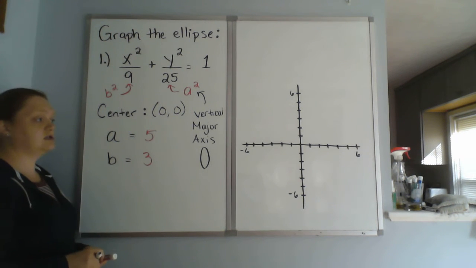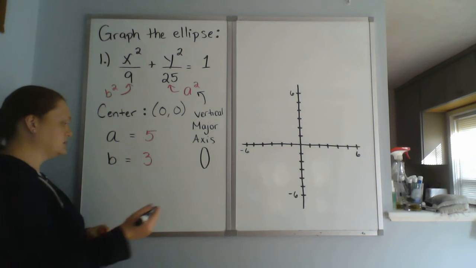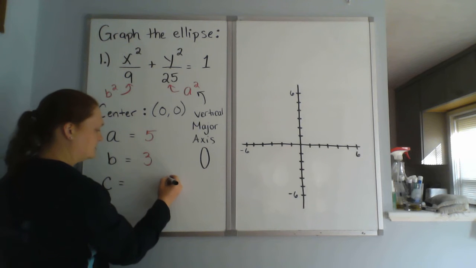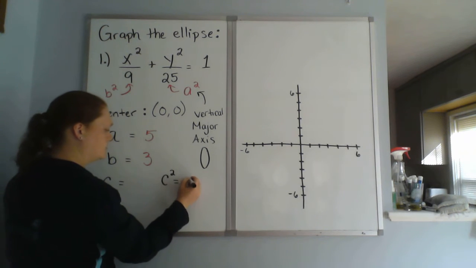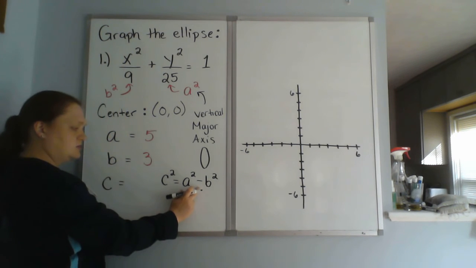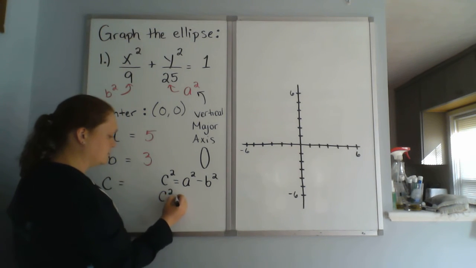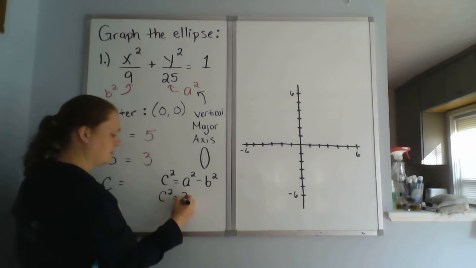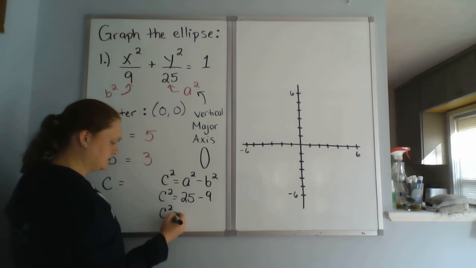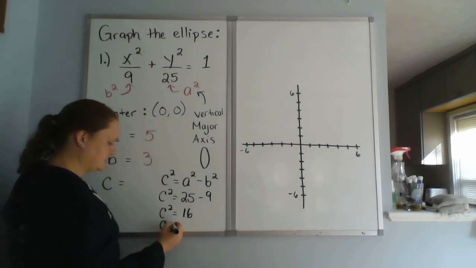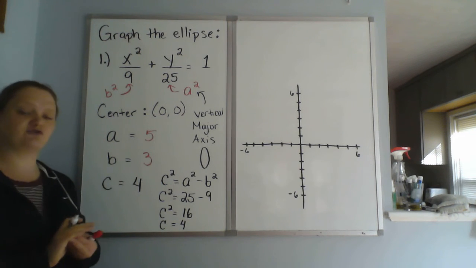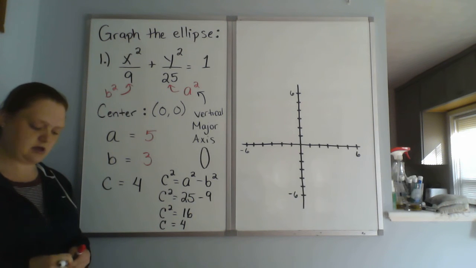The next thing you want to do is identify, well, where are your focus points? So we need to find the value of C. In order to do that, we're going to use the fact that C squared is equal to A squared minus B squared. Again, it's not the Pythagorean theorem, it's subtraction between the two. So C squared is equal to A squared, which was 25, minus B squared, which was 9, so C squared is equal to 16. Here, C comes out to a pretty number, 4. That tells you how far from the center the focus points are going to be located.